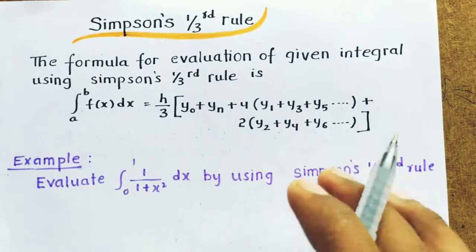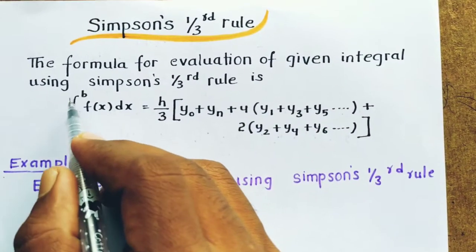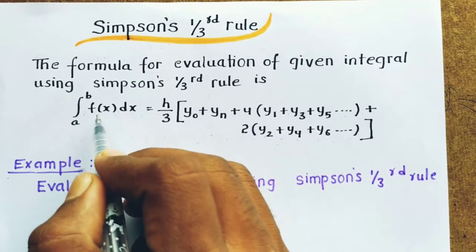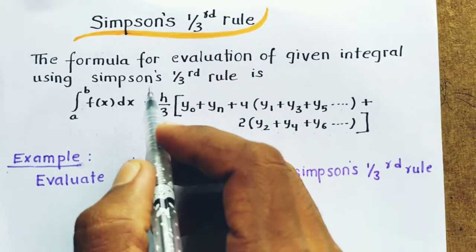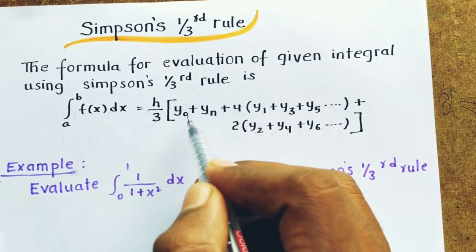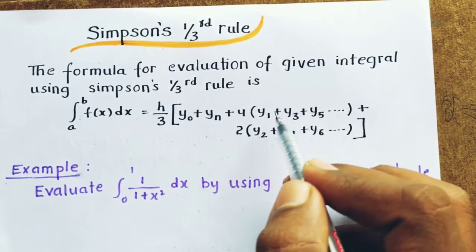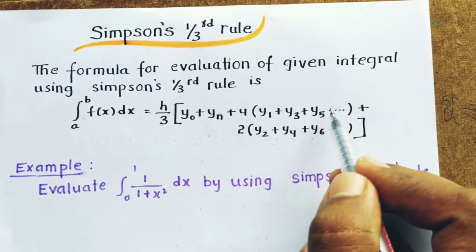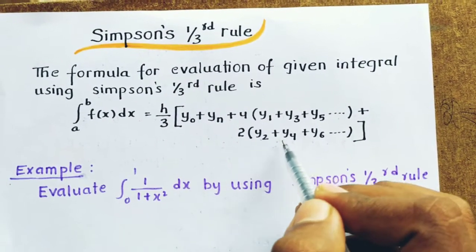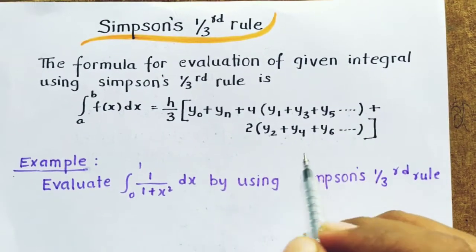Let's see the formula for evaluation of a given integral using Simpson's 1/3 rule. Assume the given integral is the integral from a to b of f of x dx. The formula for finding this integral is h by 3 into [y0 plus yn plus 4 into (the odd-numbered functions, that is y1 plus y3 plus y5) plus 2 into (the even-numbered functions, that is y2 plus y4 plus y6)]. This is the formula to evaluate the given integral.